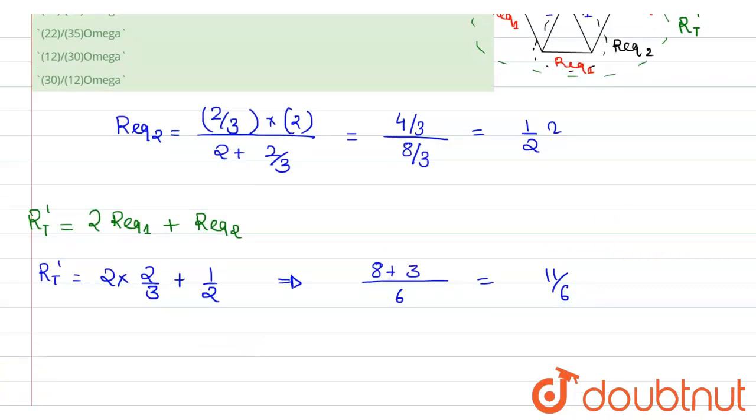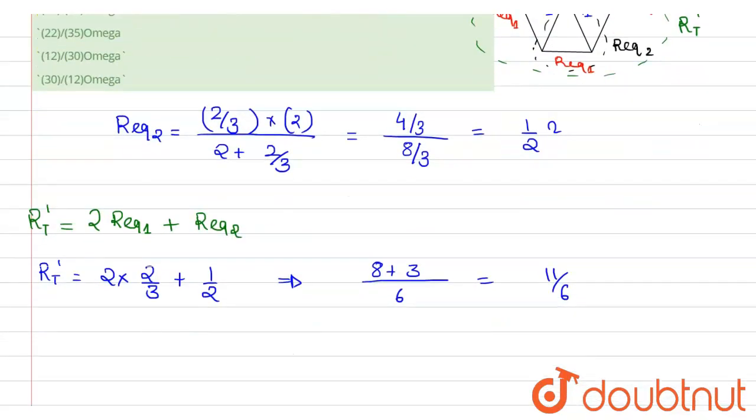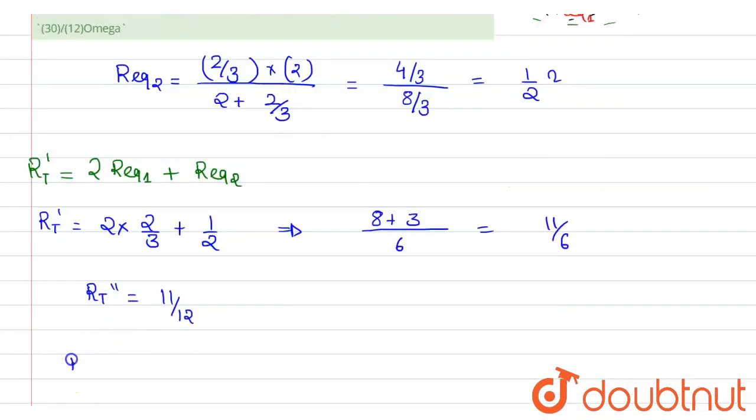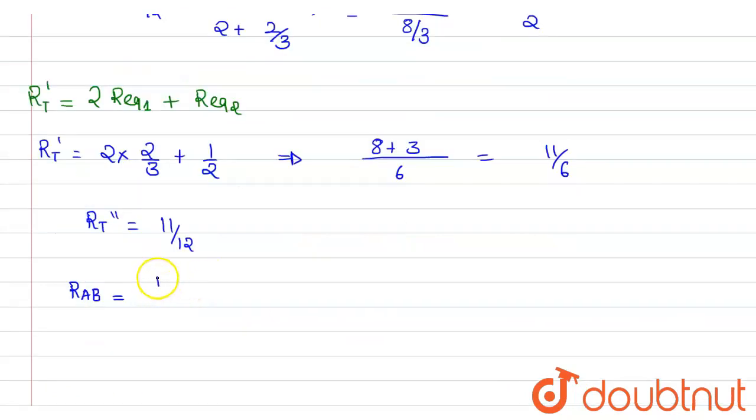Now we have to find R equivalent for the whole arrangement, and it contains only 3 resistances. One is 2 ohm and the other 2 are 11 by 6. When two equal resistances are in parallel, their value becomes half. So 11 by 6 and 11 by 6 give half of 11 by 6, which I call RT double dash. So it will be 11 by 12, and 11 by 12 is in parallel with the 2 ohm resistance. So our RAB is nothing but the parallel combination of the resistance 11 by 12 and a 2 ohm resistance.